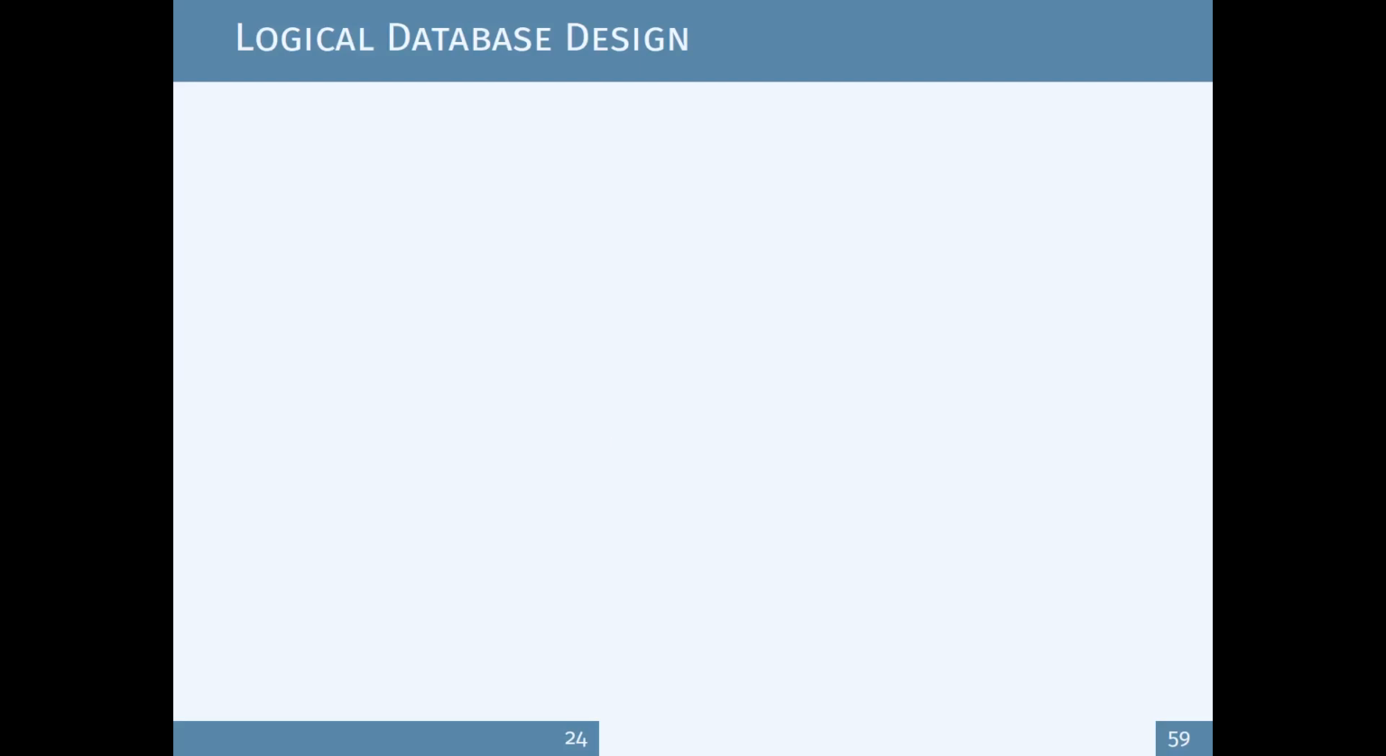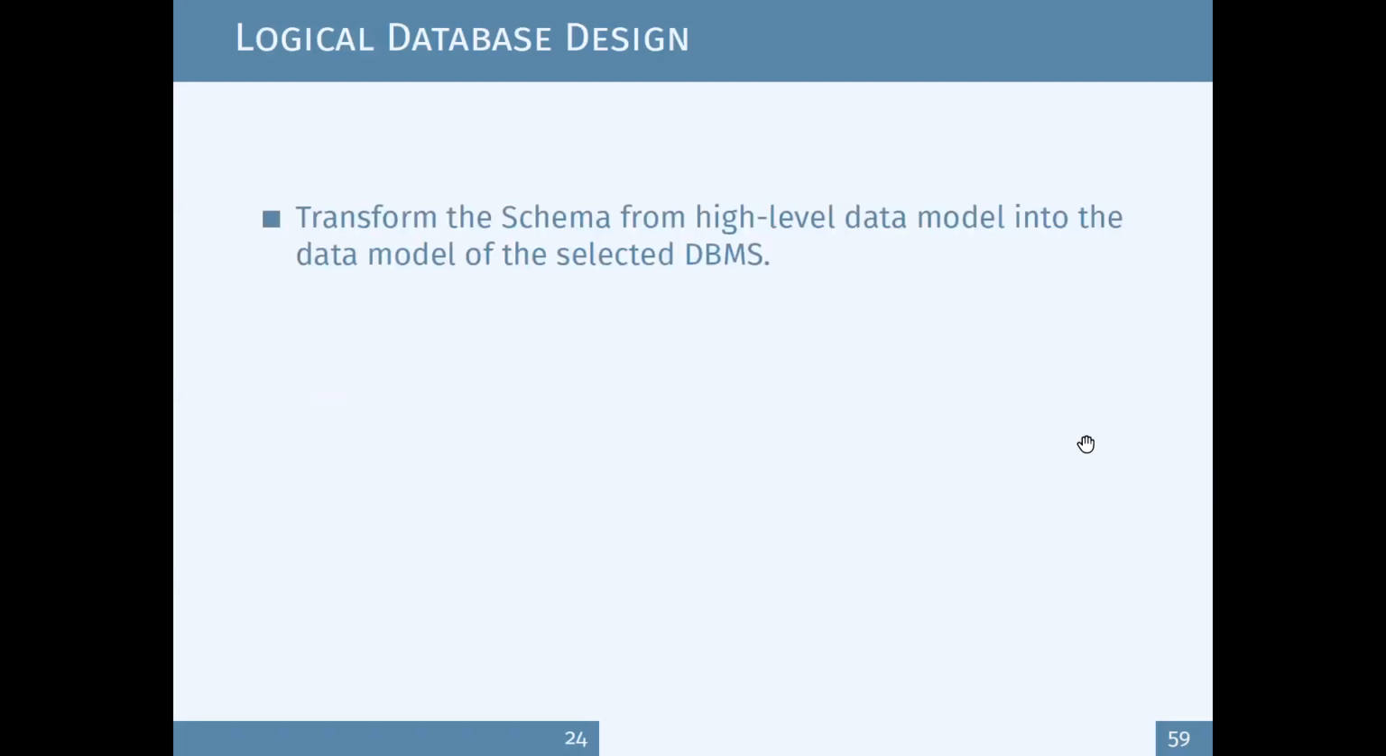Okay, now that we have discussed the choice of database management system, let me discuss briefly logical database design. Now, when we say logical database design, simply what it means is we have to transform the schema from high level to the selected database management system. And then, as a second point, you have to design external schemas.